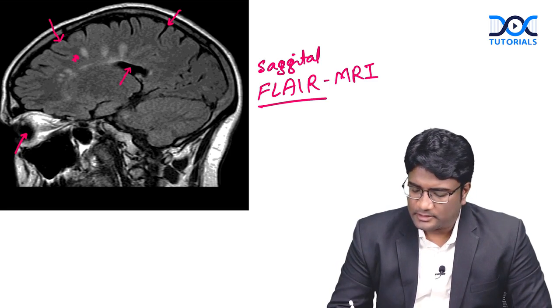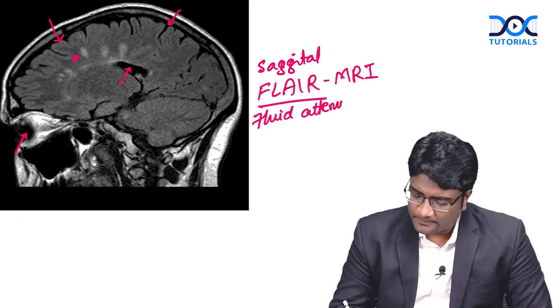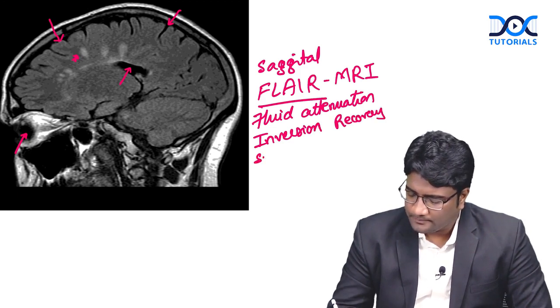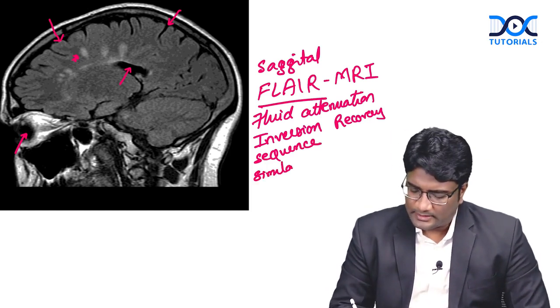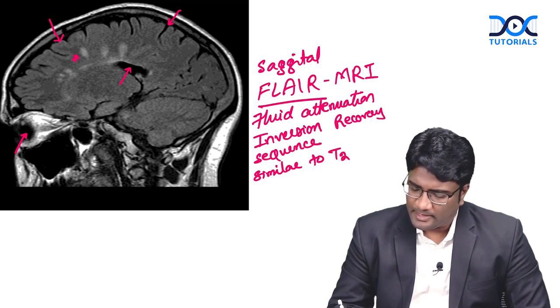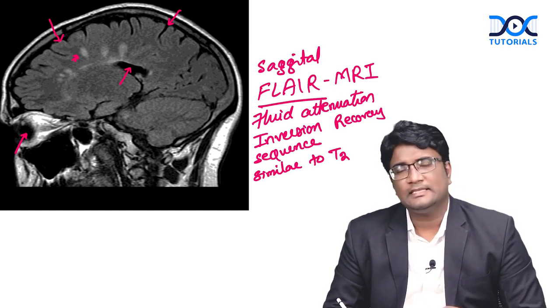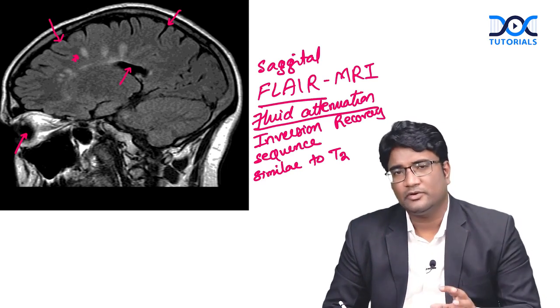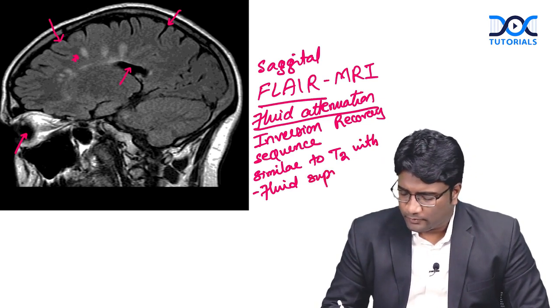Now what do you understand by this word FLAIR MRI? FLAIR stands for fluid attenuation inversion recovery sequence. Now, FLAIR is similar to T2. You can learn it as similar to T2. The gray matter appears white and the white matter appears dark, same as T2. The only thing that is different in FLAIR is that we suppress the fluid signal. It's similar to a T2 weighted image with fluid suppression.